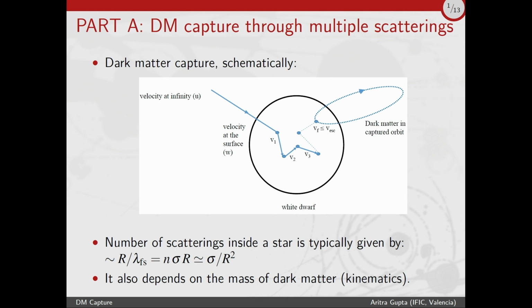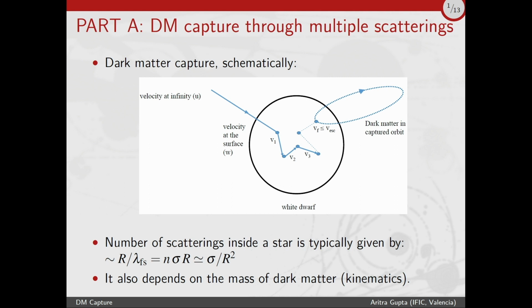As it enters, it can scatter once, and its velocity after the first scattering can come down below the escape velocity, and then we say it is captured after the first scattering. Or it may scatter multiple times inside, and its velocity after n scatterings can come below the escape velocity, and then it is captured in this bound orbit. The number of scatterings is typically given by comparing the dimension of the star, r, and the free streaming length, where n is the number density, sigma over r squared.